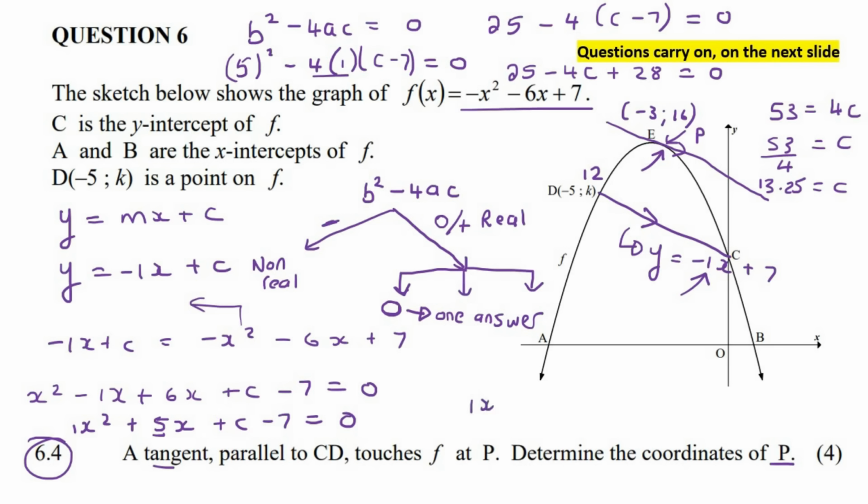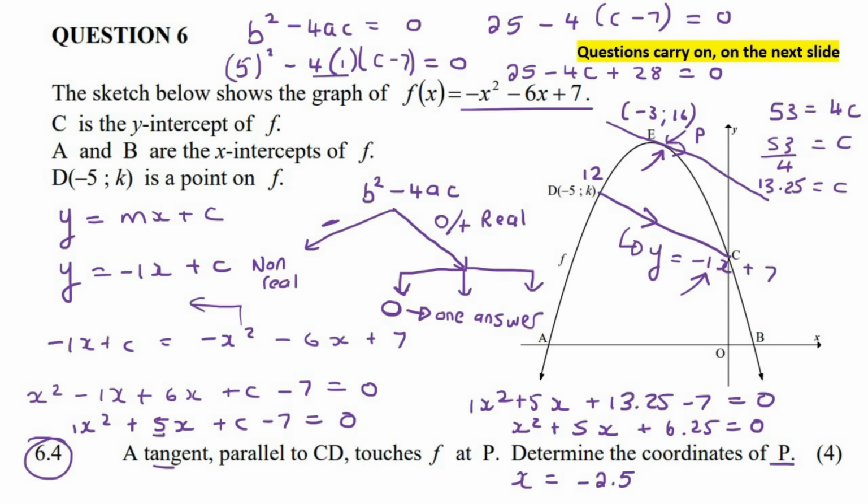And so we could say that 1x squared plus 5x plus c, which is 13.25, take away 7, and now we just simplify. So x squared plus 5x plus 6.25 is equal to 0. Now I'm going to use the quadratic formula over here. I've run out of space, but if you solve that correctly, you should end up with x equals, and we should only get one answer. We shouldn't get two answers, because the tangent and the parabola only touch in one place. There we go. We end up with x equals negative 2.5.